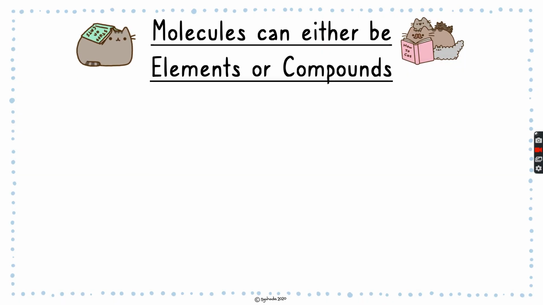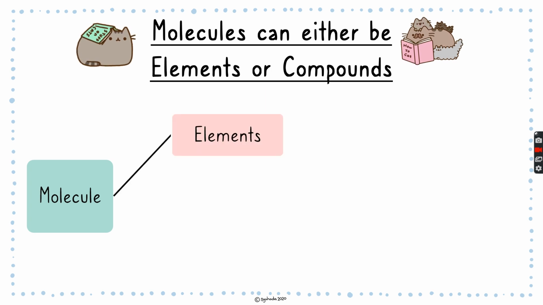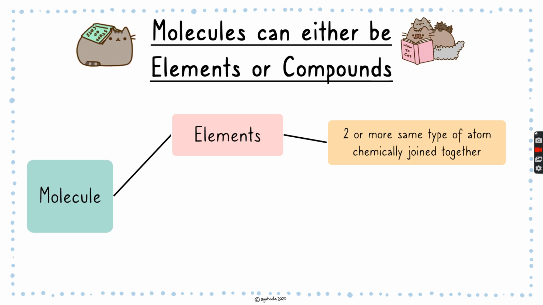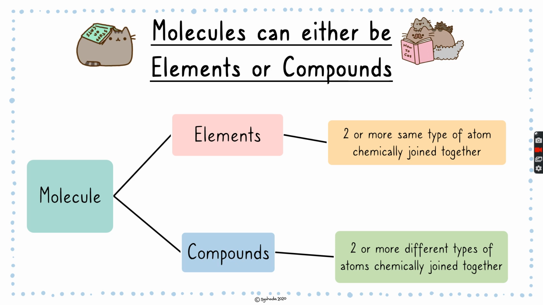Let's look at molecules and how we can divide molecules into either elements or compounds. A molecule can be an element when you have two or more of the same type of atom chemically joined together, or it can be a compound. This is when you have two or more different types of atoms chemically joined together.